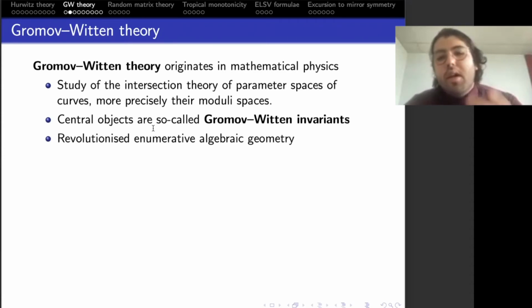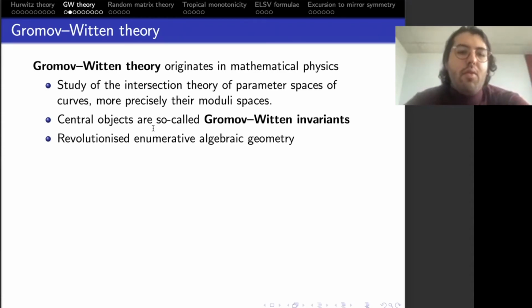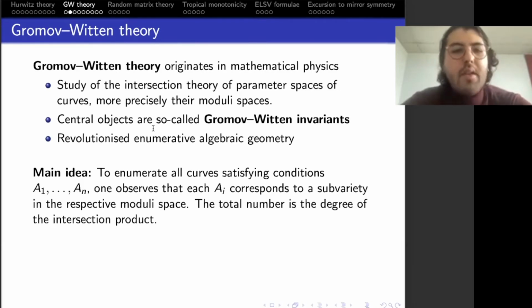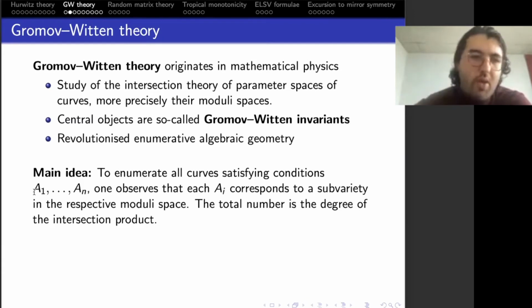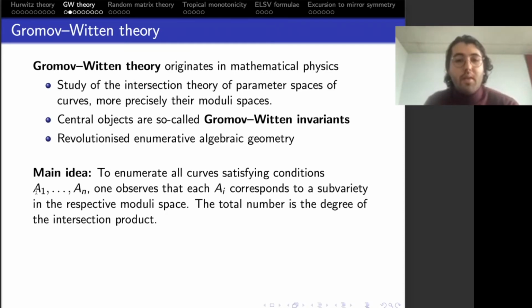So this is what Gromov-Witten invariants are, and this study of Gromov-Witten invariants revolutionized enumerative algebraic geometry ever since its inception, and it led to very many amazing results in enumerative algebraic geometry. So the main idea is, in order to enumerate all curves satisfying conditions that we call A1 to AN, one observes that each AI corresponds to a subvariety in the respective moduli space. So the subvariety is simply all the curves that satisfy this condition AI. And then the total number of curves which satisfy all these conditions is exactly the degree of the intersection product of the corresponding subvarieties of the moduli spaces. So this is roughly the idea of Gromov-Witten theory. Of course, this is a very complicated study in principle, but this is the main idea that is employed to study enumerative algebraic geometry problems via these Gromov-Witten invariants.